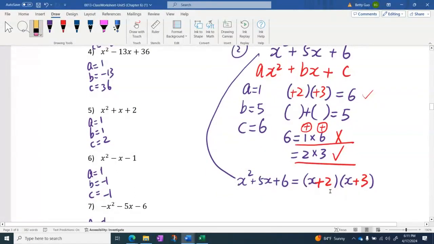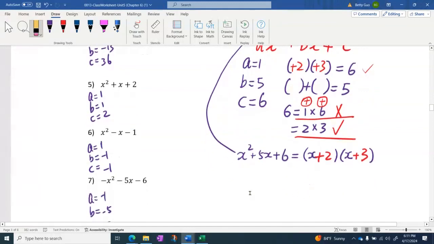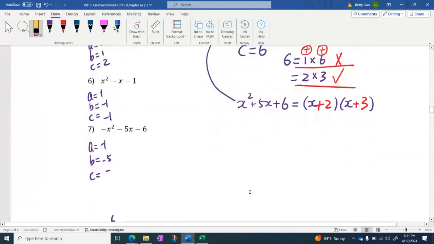Very important. 2 and 3, the two integers, you can double check once you have your proposed factorization. 2 and 3 must multiply to 6, the value of c. 2 and 3 must add up to 5, the coefficient of x. So that is the shortcut method.